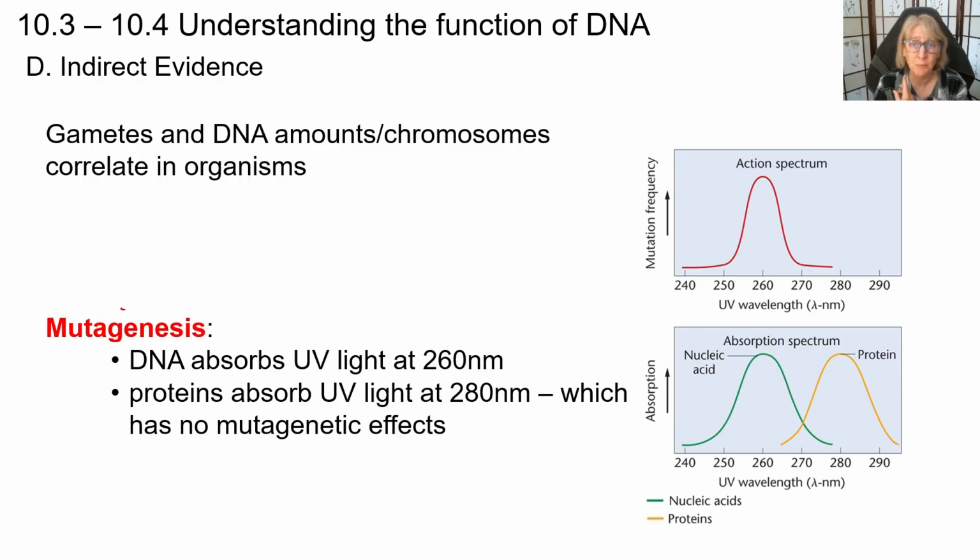Proteins don't absorb 260 nanometers. They absorb 280 nanometers, which is not a damaging wavelength and is not known to have any mutagenic effects. So if I shine UV light at 280 nanometers on you, it doesn't do anything, even though it's being absorbed by your proteins. If I shine UV light at 260 nanometers, it can cause mutations. That suggests it's the DNA, when it's damaged, that's leading to mutations.